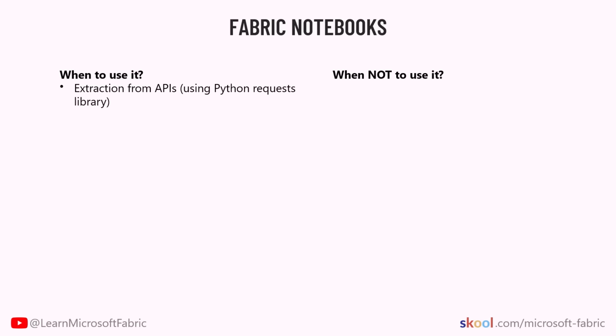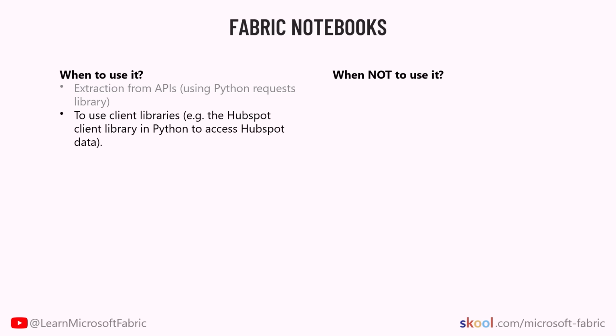Well, as I've just mentioned, it's really useful for extraction from APIs because sometimes authenticating with APIs can be a bit fiddly. And although you can do that with a Dataflow and a data pipeline, it's a lot simpler if you know Python, using Fabric notebooks. You can get very customized API logic for handling tokens and this kind of thing. So if you've got complex APIs, I'd recommend using Fabric notebooks. And if you want to use those client libraries, the only opportunity to use those is with Fabric notebooks.